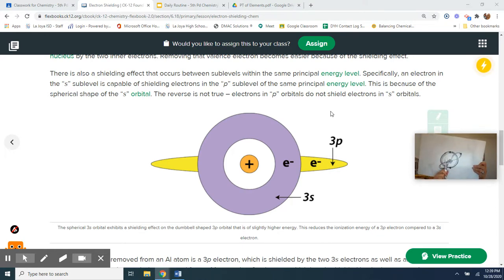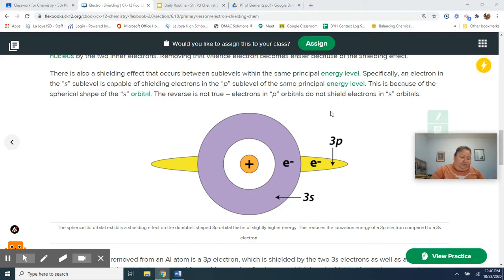Now, the s orbital, the one that looks like the basketball, will help shield this p orbital in case I need to remove this electron. But the one thing that they said is the p orbital does not shield the s orbital. Only the other way around. The only thing that's going to happen is that this sphere will cover up and shield the p orbital so that we can get rid of it. But the opposite is not true. The p orbital will not protect or block for the s orbital.